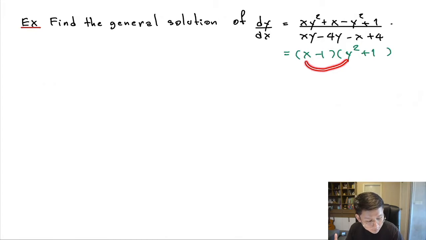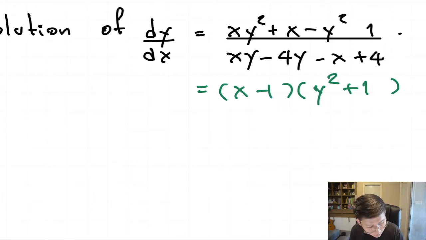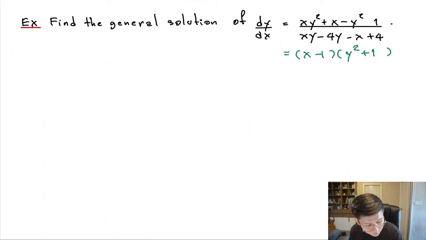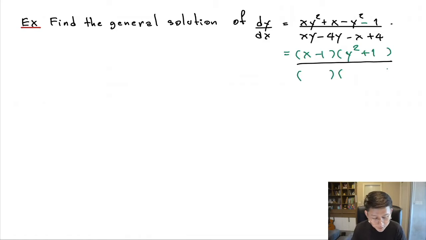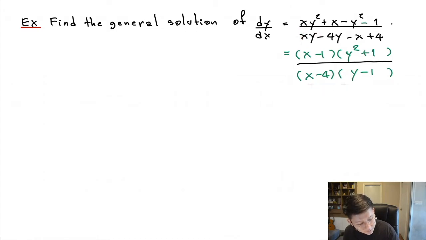x times y squared is actually xy squared. x times 1 is actually x, and minus y squared and minus 1. Oh, sorry, the equation is wrong. So it's actually minus 1 here. My bad. Sorry. So the denominator, just do some factorization, is (x minus 4) and (y minus 1). If you multiply here, it's xy, minus x, minus 4y and plus 4. So this is the factorization.